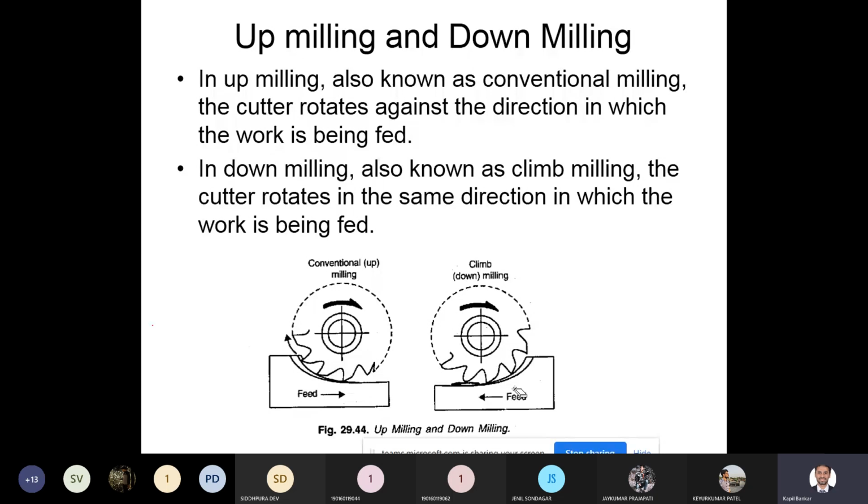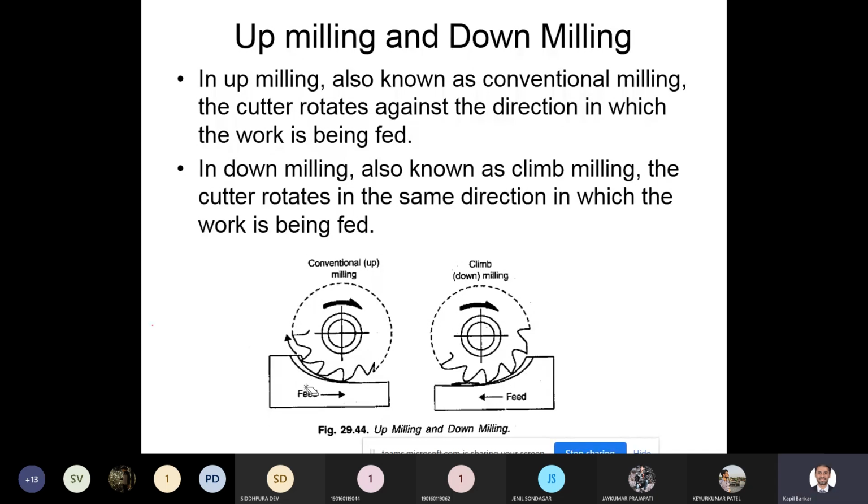While in down milling or climb milling, what happens? Due to this downward movement of the cutter, it will create a downward force on the workpiece. So you need not mount your workpiece very tightly on the table, because this cutter itself creates a downward force on the workpiece. Because of the downward movement of the cutter, cutting forces are developed in these directions. So cutting forces are developed on the workpiece, while in up milling, what happens?